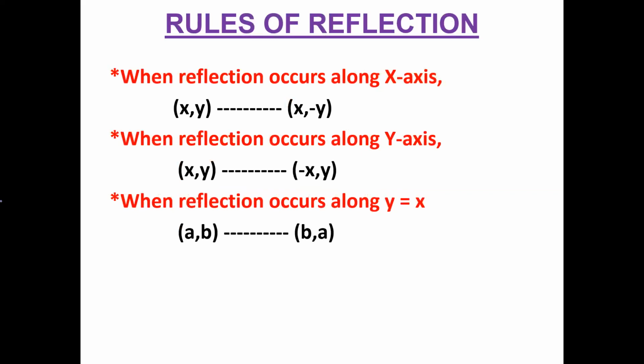When you reflect something along the x-axis, the sign of y changes. When you reflect something along the y-axis, the sign of x changes. When you reflect something along y equals x, the letters swap, the numbers x and y swap. You have to copy this.